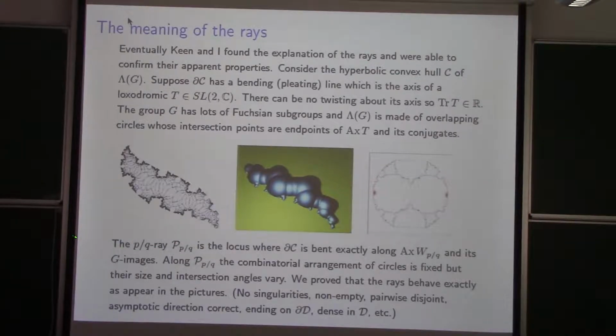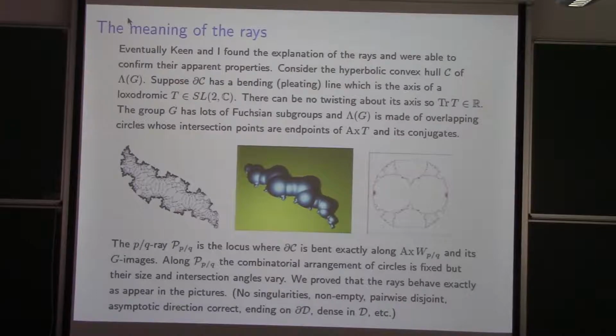So it turns out the rays in Dave Wright's picture, there's one for each rational number, are the locus where the convex hull boundary, the top surface, is bent exactly along this axis, and of course all its images under the group. As I move upwards along the ray, the combinatorics of this arrangement of circles doesn't change, but the sizes and the intersection angles vary.